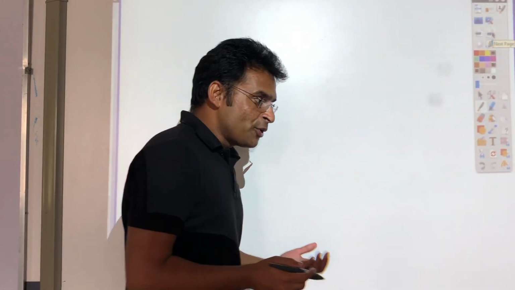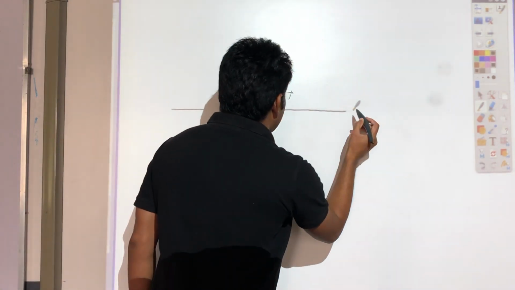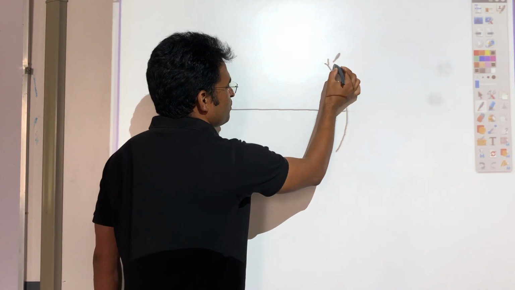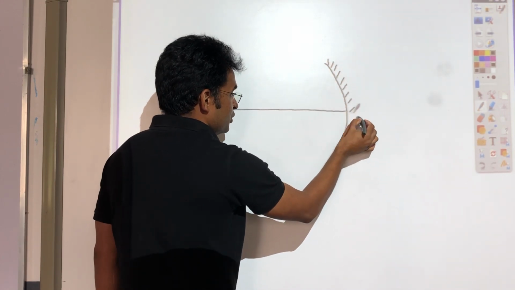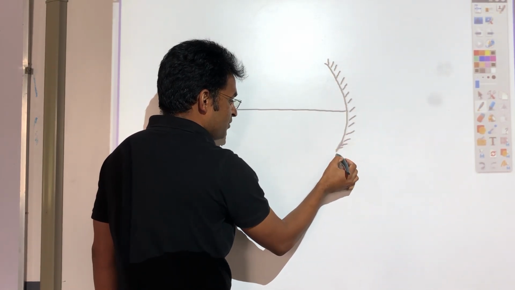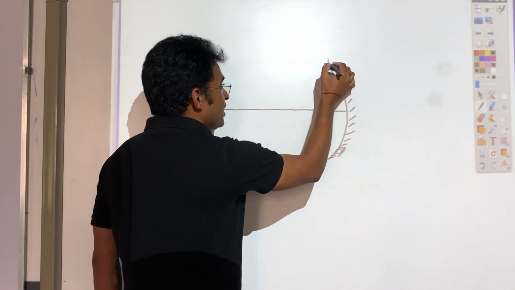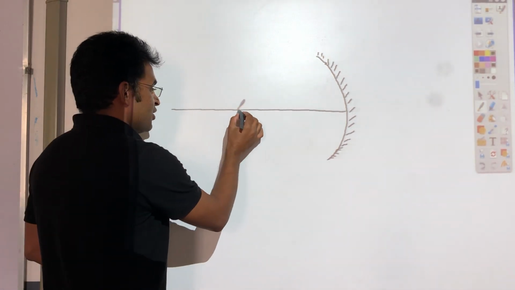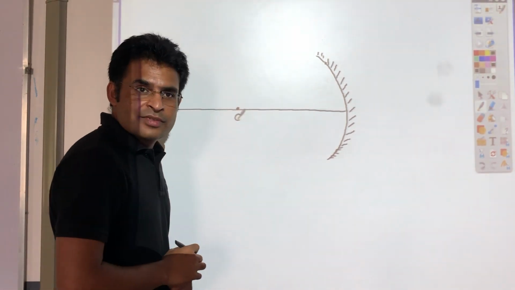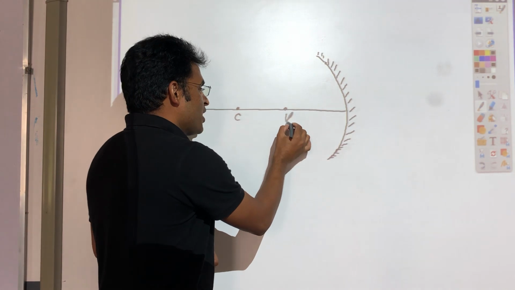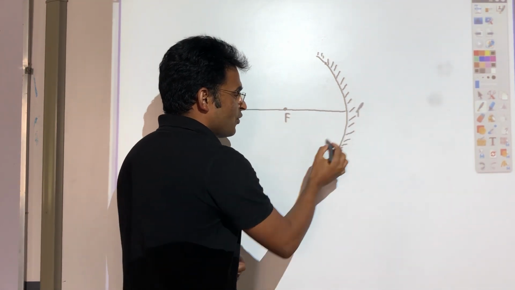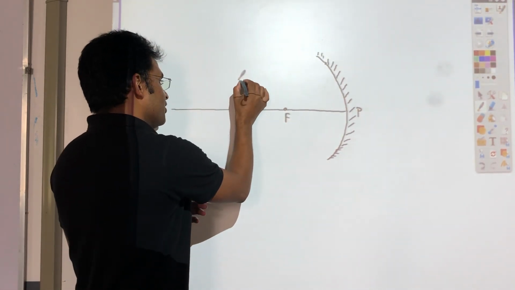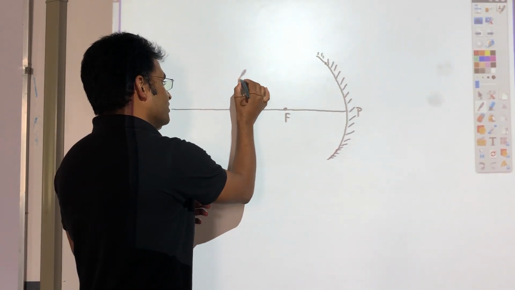Again I'll take a concave mirror, and the object will be at the center of this mirror. Where will the image be? The object will be at the center of this mirror, and I want to find the position of the image. This is the center of this mirror. This will be the focal point, half of the center distance, that is called the focal point. Now the object will be here. This one is the object.